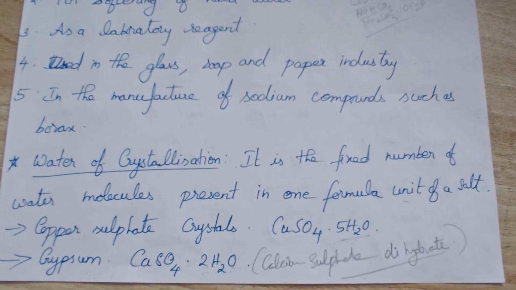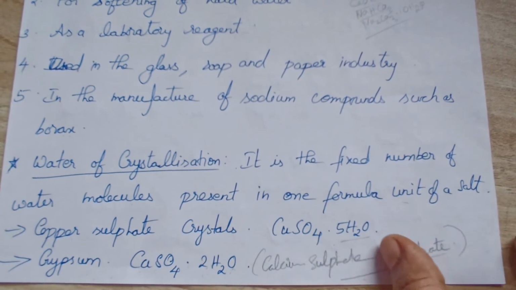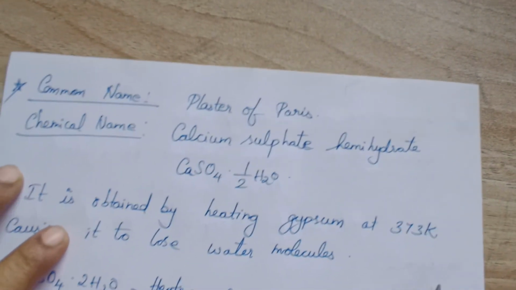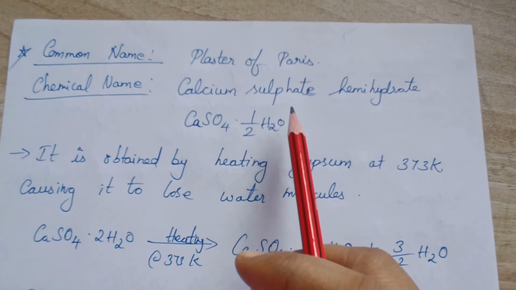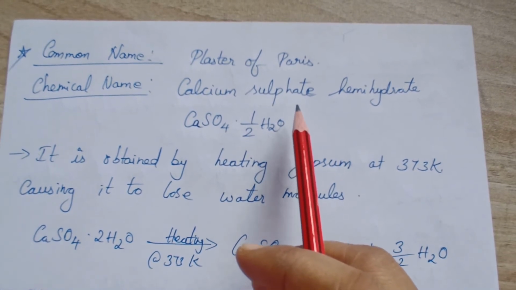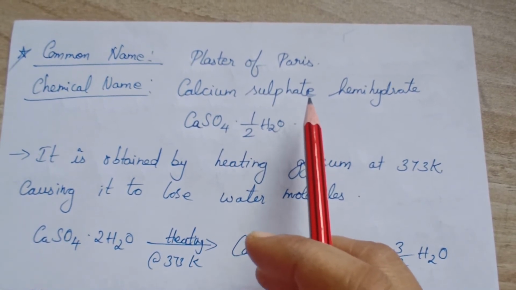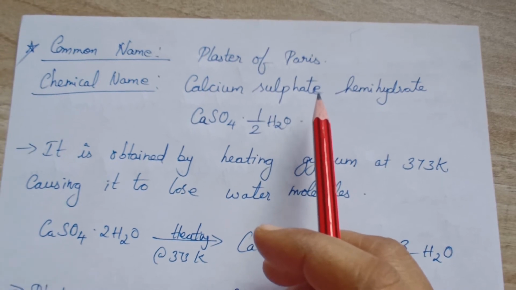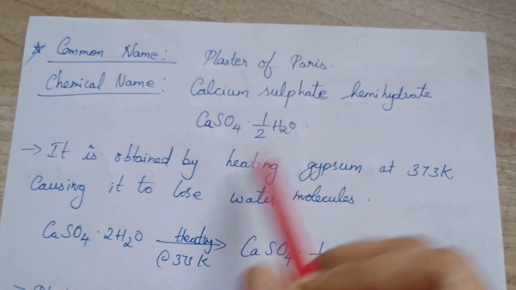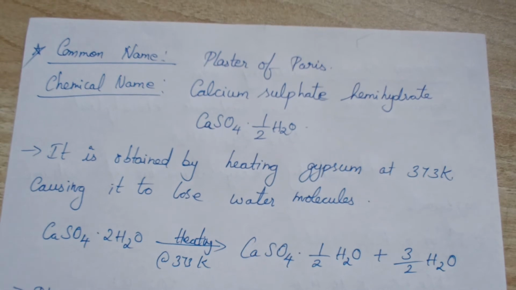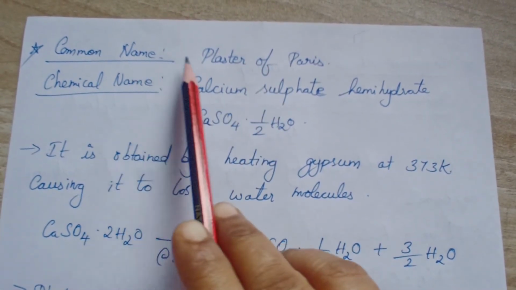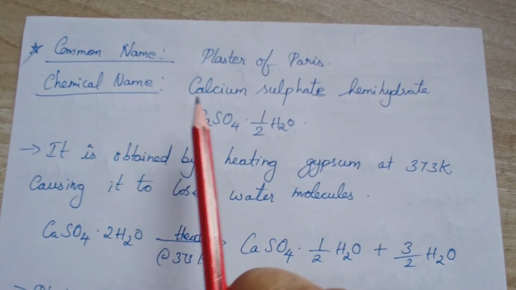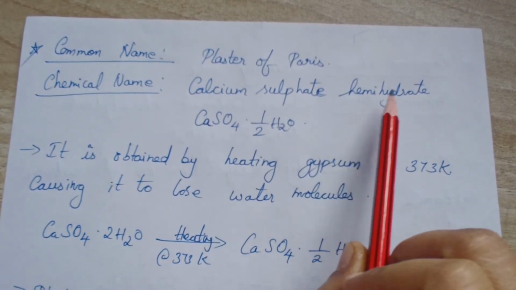So using this gypsum, we have one more chemical product, that is plaster of Paris. Plaster of Paris has many uses in day-to-day life. That is also manufactured from gypsum. So we are going to see the use of that gypsum only. It is used in the manufacture of plaster of Paris. The common name is plaster of Paris and the chemical name is calcium sulfate hemihydrate.